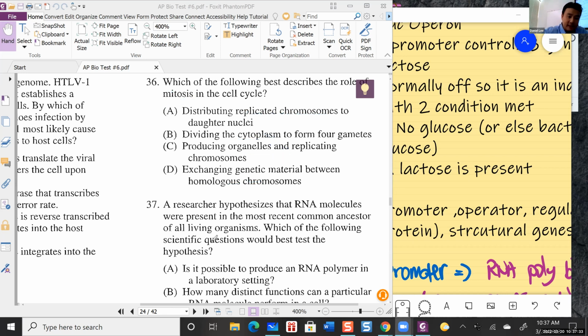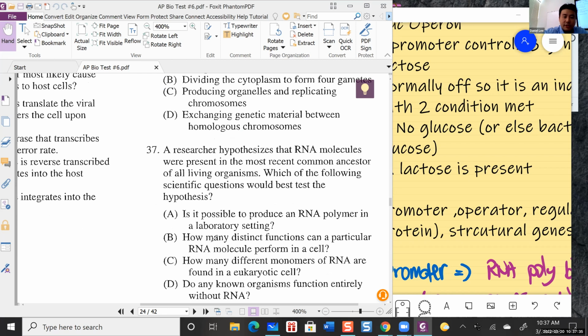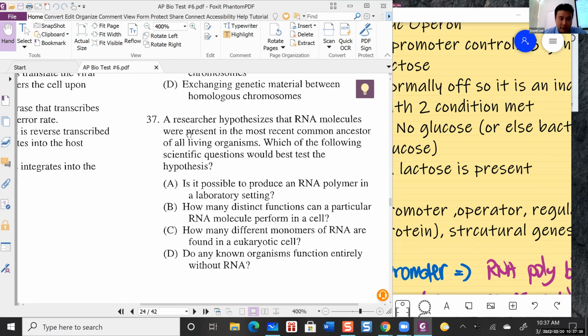37, that's easy, right? So 37, the researcher hypothesized that RNA molecules were present in the most recent common ancestors of all living things. Which of the following scientific questions would be best to test this hypothesis? If RNA is found in the recent common ancestors of all living things, and 37 has to do with whether RNA evolved first, 37 is B. Do any organisms function entirely without RNA? Okay.